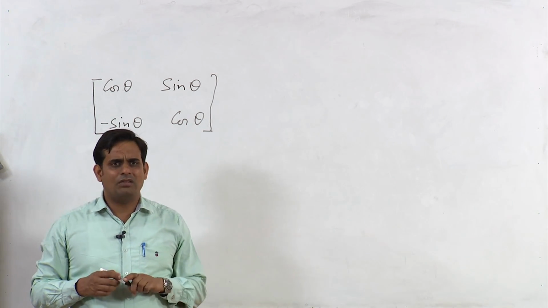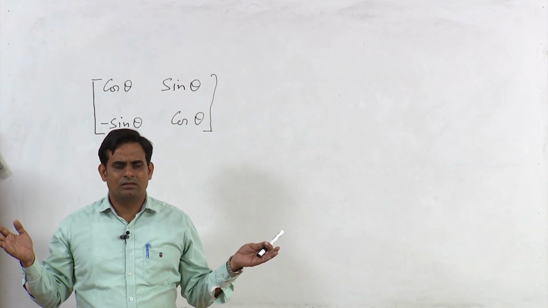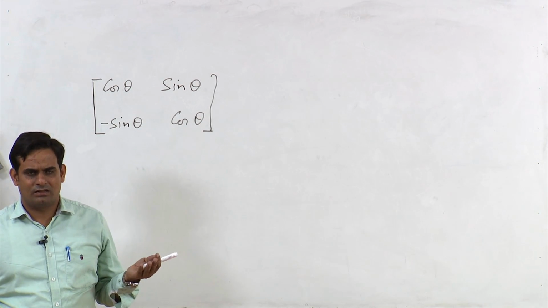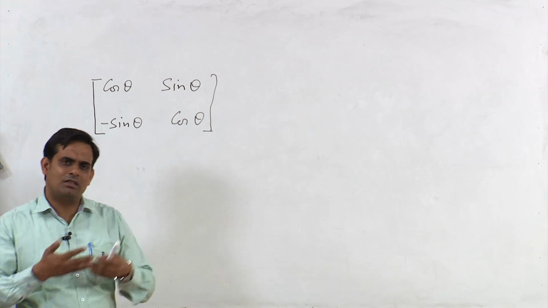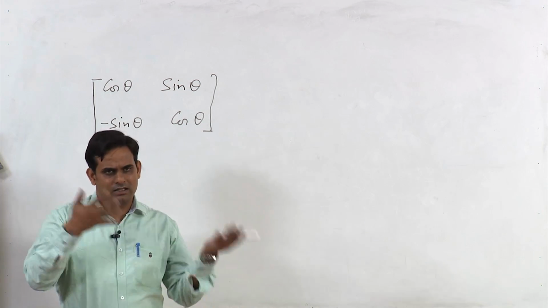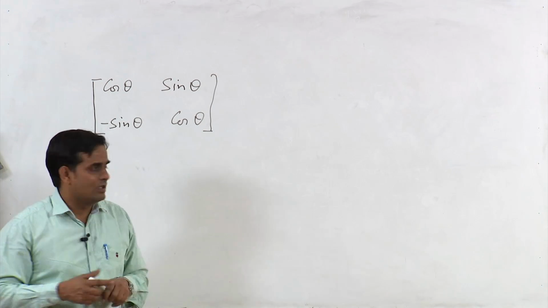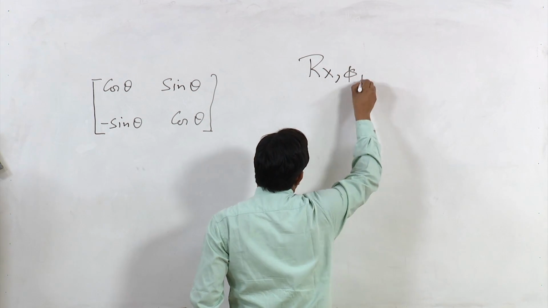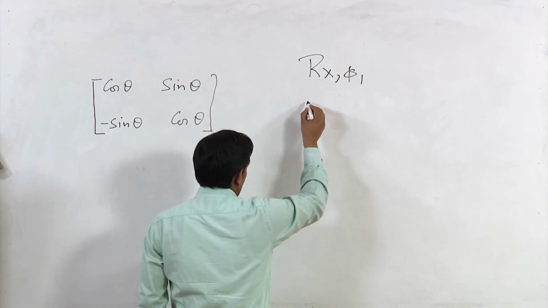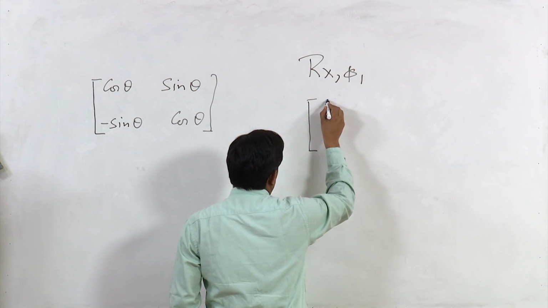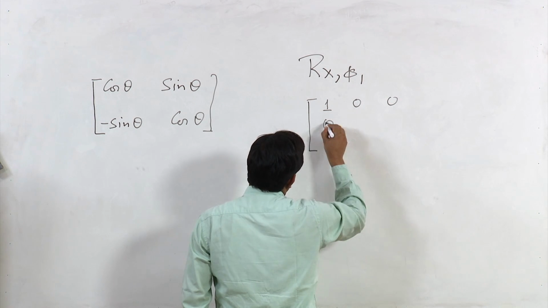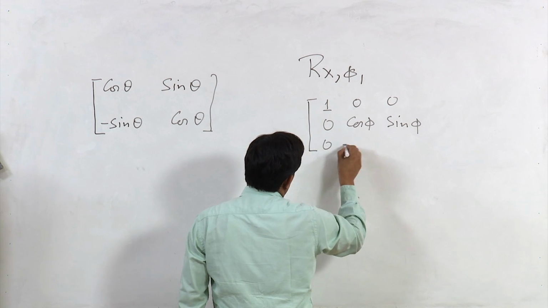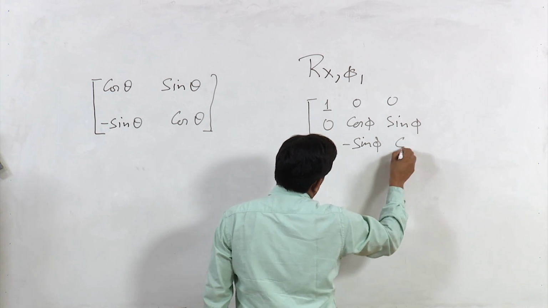If I talk about the rotation in space, then first of all we should decide about which axis I want to make the rotation, whether about the x axis, y axis or z axis. The second thing is by which angle. So, if I want to make a rotation about the x axis by an angle phi 1, then the rotation matrix will be 1 0 0, 0 cos phi sin phi, 0 minus sin phi cos phi.